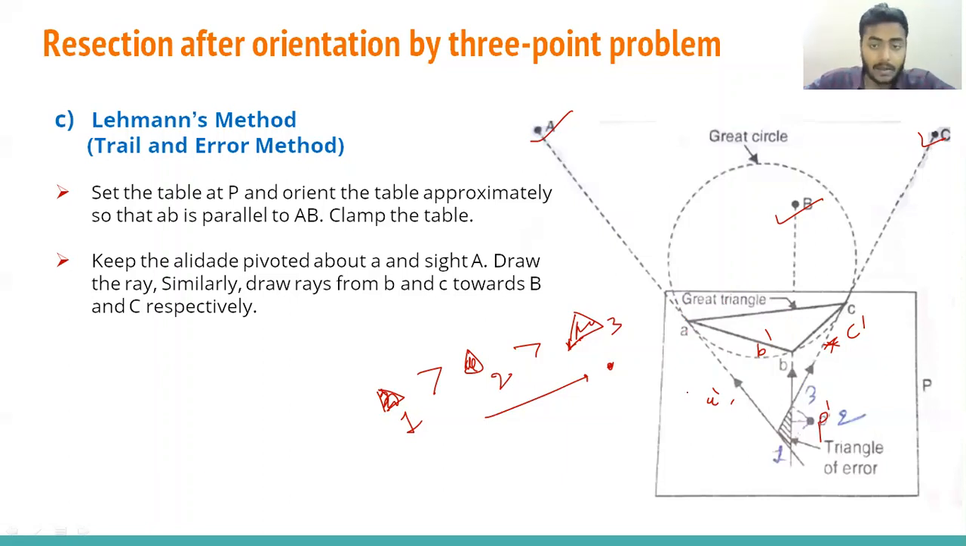So the main idea is that we have to choose the point P dash very wisely and very accurately. Once P dash is chosen wisely, it will reduce our time and effort, right? So what is Lehmann's rule? What is the method to choose the point P dash? How can we select it? What is the method behind it? You can see that in the next slide.